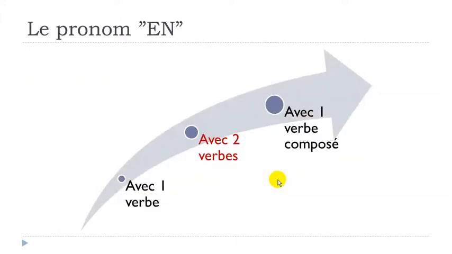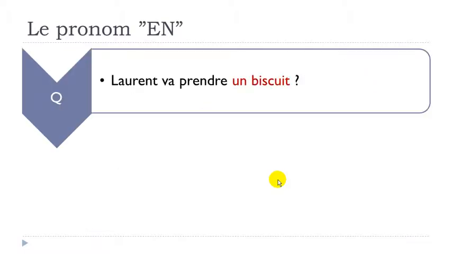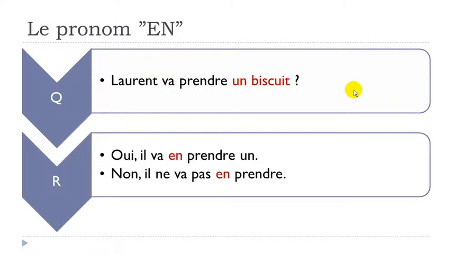Now we'll see the same structures but with two verbs. And so the best way to construct with two verbs, if you want to make examples like that, is to construct that with the near future. Laurent va prendre un biscuit. Is going to take a biscuit. Laurent va prendre un biscuit. Oui, il va en prendre un.